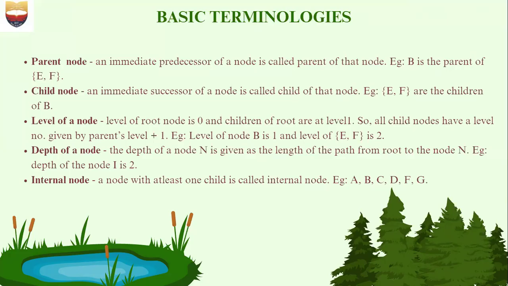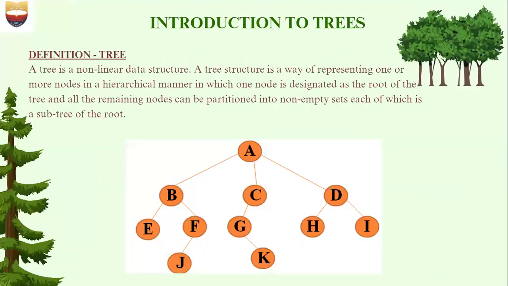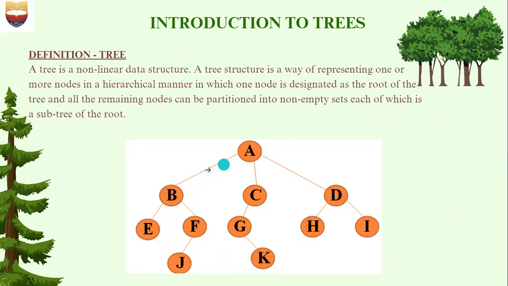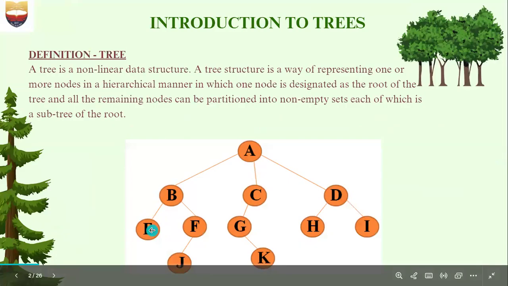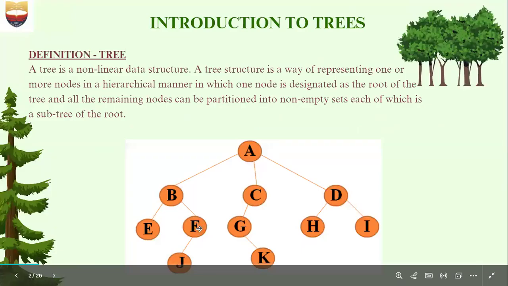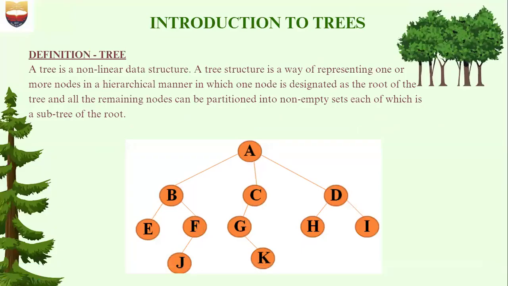If you take any particular path, let us take B, right? Let us take this particular path. And here B is the parent of E and F, right? If you take E node or F node, the immediate predecessor of these two nodes is capital B, which is the parent of these two nodes, right? This is the definition of parent node.